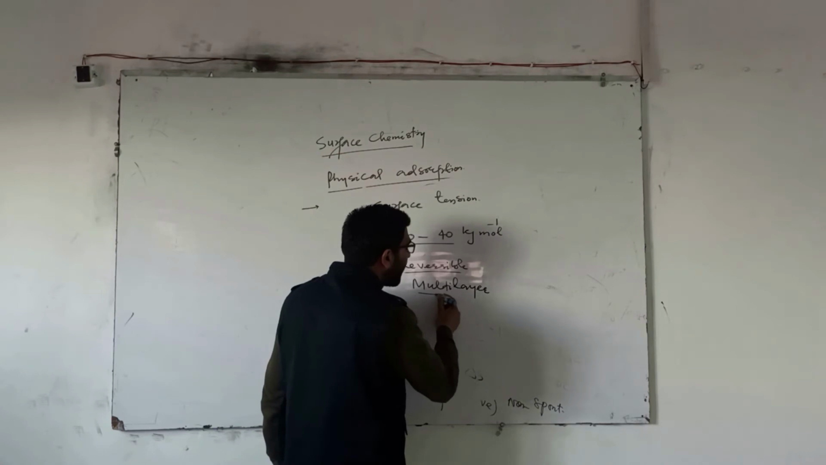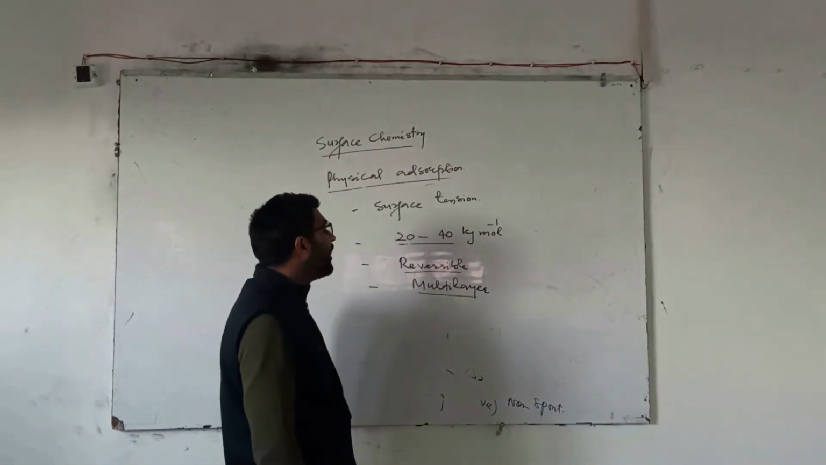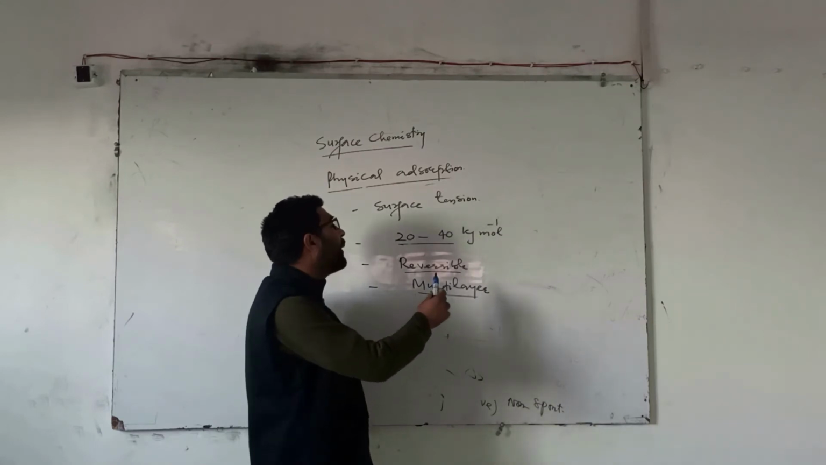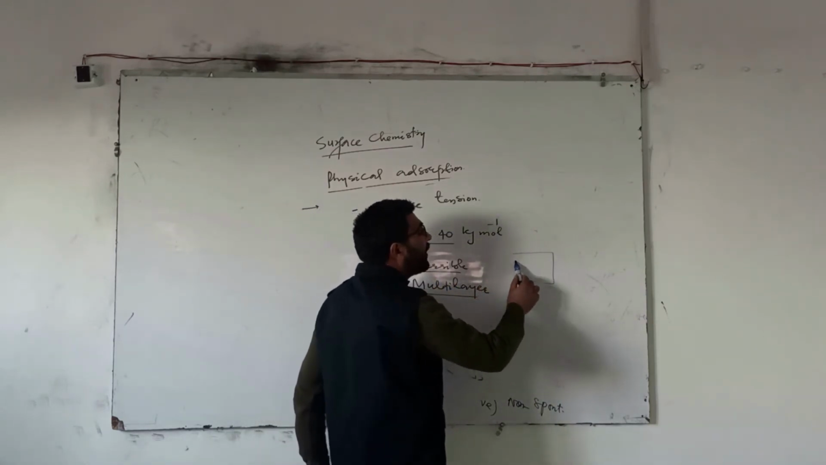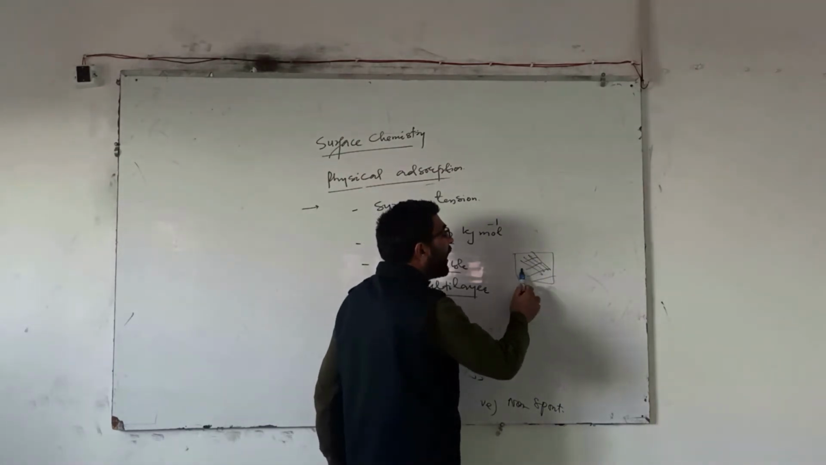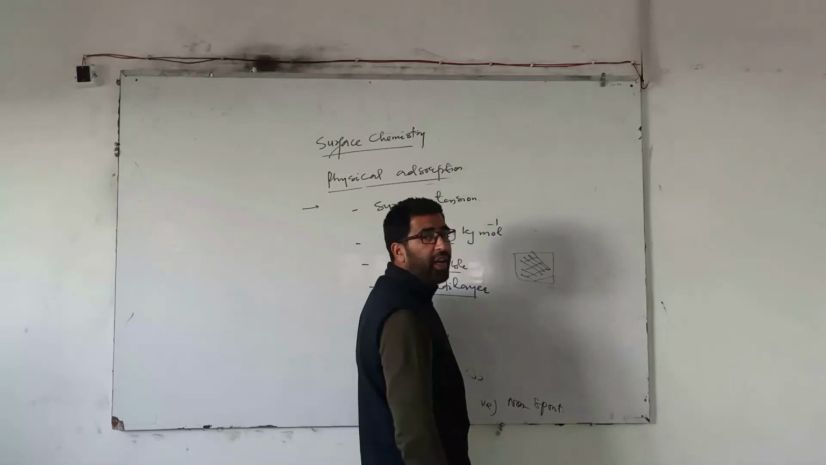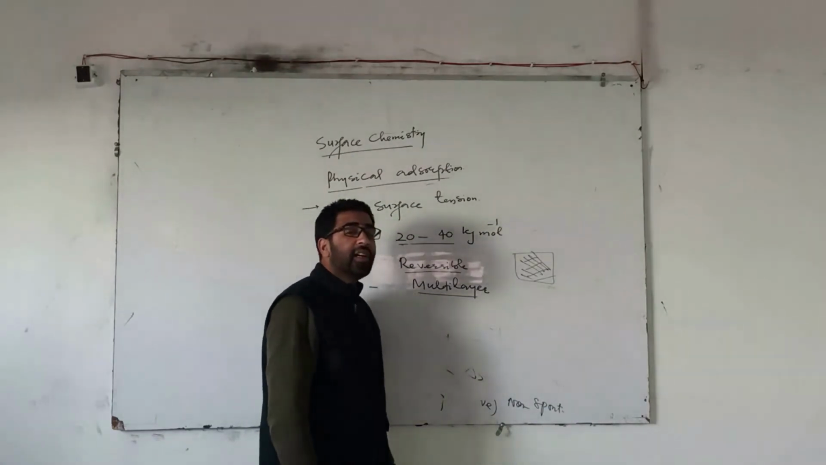And this type of adsorption is multi-layer. It's not a single layer, it's a multi-layered adsorption. Multi-layer means that if you take one layer of coating on any surface, there can be a second layer of coating on the surface. As many layers as you can take on the walls, that denotes it is multi-layered.